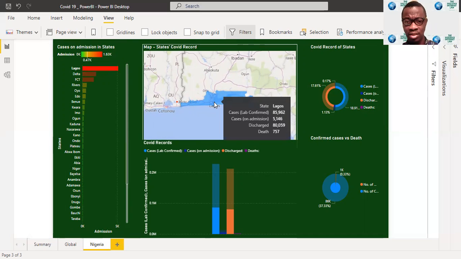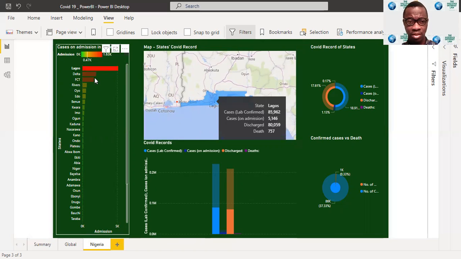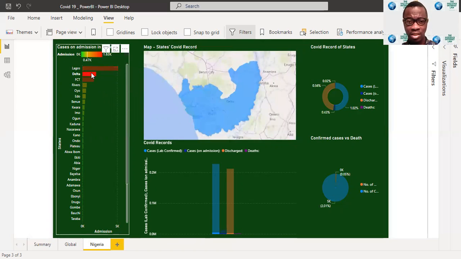So this shows us cases that have been confirmed in the lab, 85,962. Cases on admission, 5,146. Discharged, that is, cases confirmed but then discharged, that's 80,000. Deaths as a result of COVID, 757.